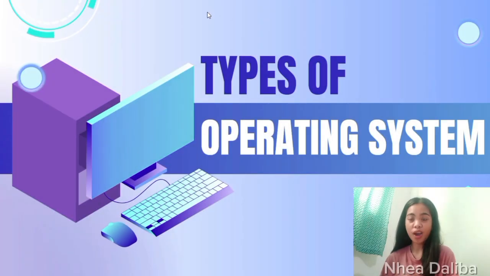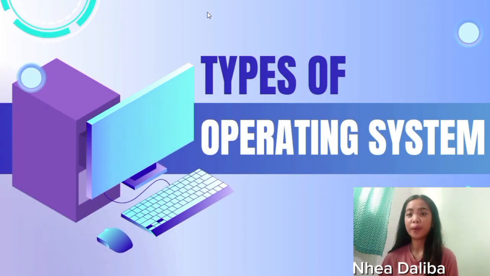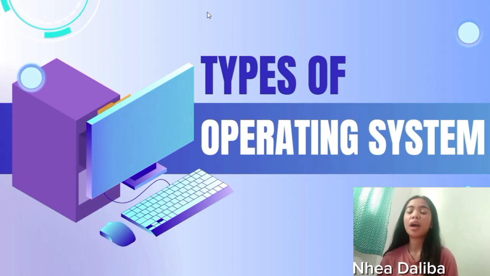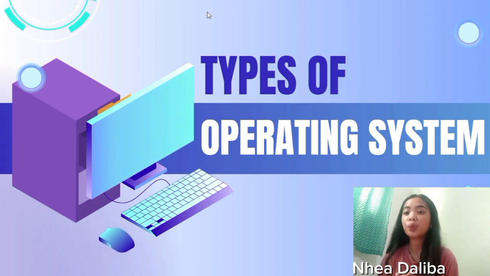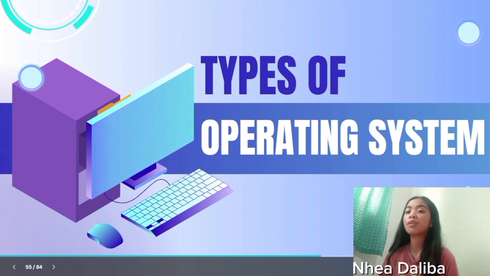Hello everyone. Now I will discuss the different types of operating system. What exactly is an operating system? Operating systems are the backbone of the computer, which control the software and hardware interactions. It is the brain of the computer. Without this, the computer cannot function properly.